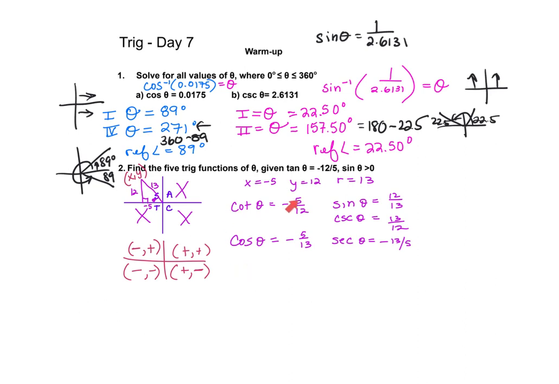Remember, cotangent is x over y, or adjacent over opposite, negative 5/12. Cosine is adjacent over hypotenuse, or x over r, negative 5 over 13. Sine is opposite over hypotenuse. Opposite, 12 is my y, 13 is my r, hypotenuse. Cosecant's the reciprocal of that. Secant is the reciprocal of cosine.